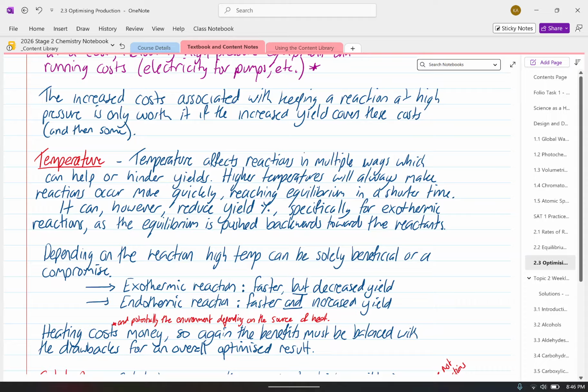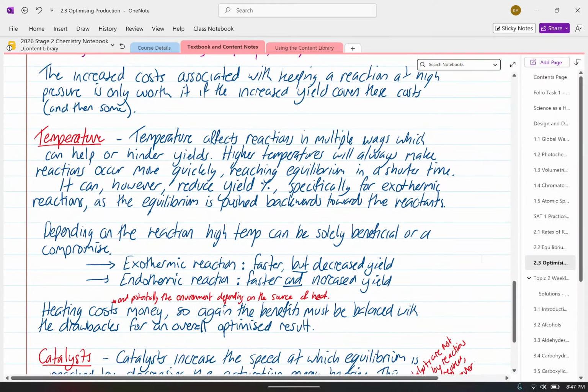Now, there is a situation though when increased temperature can reduce yield. If you have an exothermic reaction that makes heat, according to Le Chatelier's principle, if you increase the temperature of that reaction, it's going to try and reduce the heat by moving in the endothermic direction, which is backwards. And if you move backwards, that means you're going to make less of your product. Your yield percentage is going to reduce.